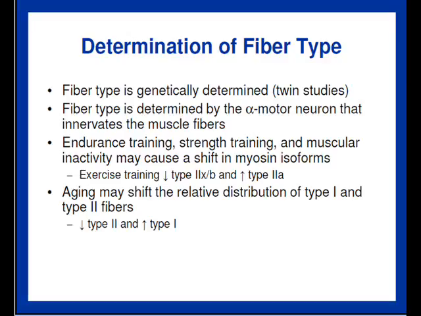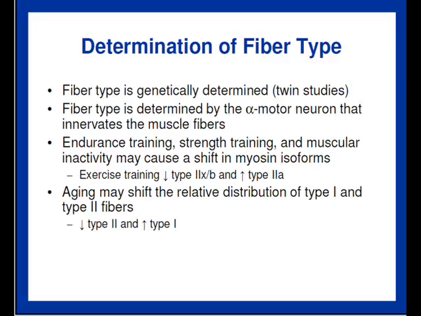Okay. Question came up about fiber type. It's genetically determined for the most part. It is determined by the alpha motor neuron that innervates the muscle fibers. Remember I said fast twitch motor neurons innervate fast twitch muscle fibers. Not a mix. Slow twitch will innervate slow twitch.